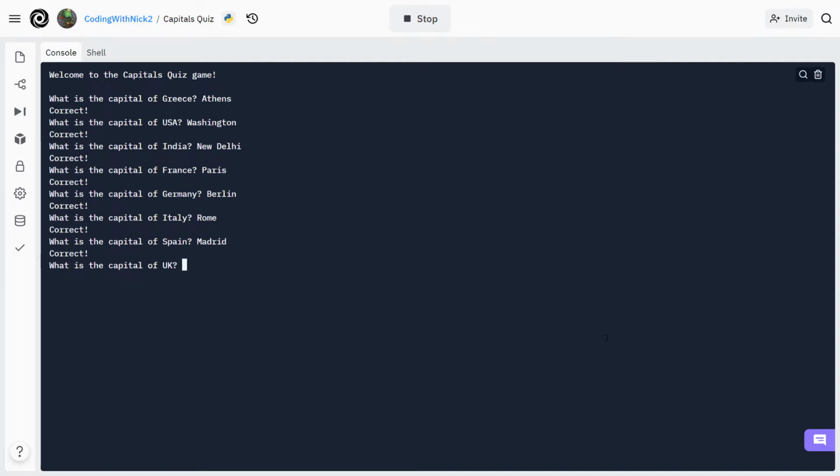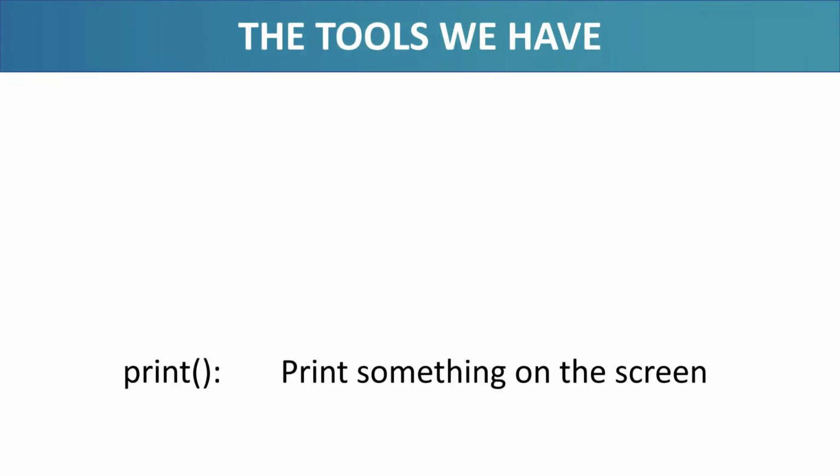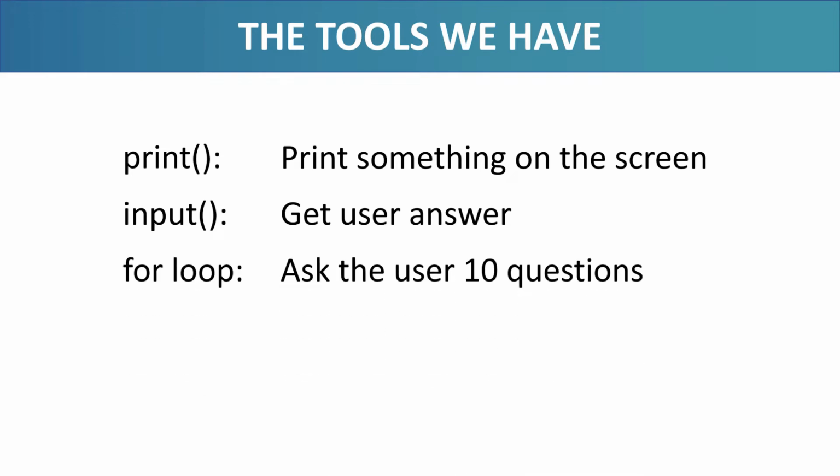After all of the questions have been asked, the game will print a message saying game over and the total score. Let's start by figuring out what tools we will need to make this game. First of all, we are going to need the print command because we are going to put a lot of things on the screen. Next, we will need the input command because we will be asking the user to type in some text.